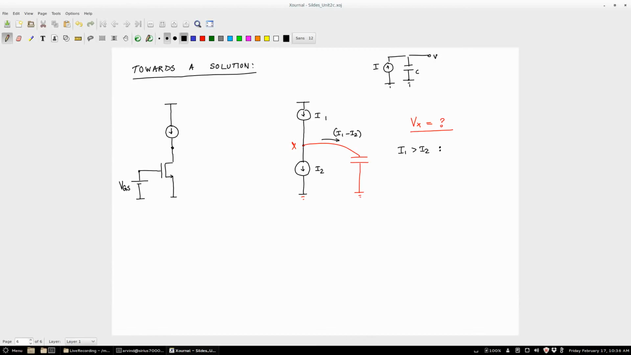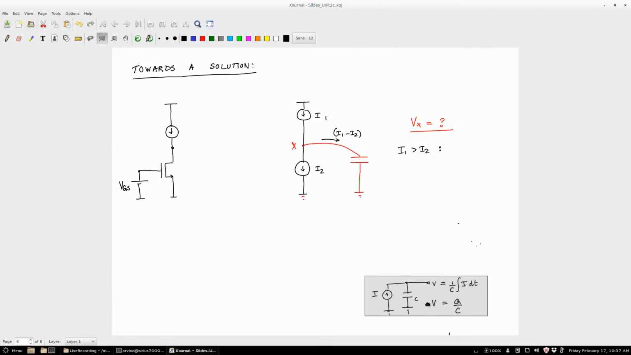So the current that is flowing here is I1 minus I2. Correct? It's a current source. If you have a capacitor with a current source, how is the voltage going to be? If I assume some current source I and capacitor C, what is this voltage V going to be? Integral 1 by C I dt, right? Because voltage equals charge by capacitance, right?